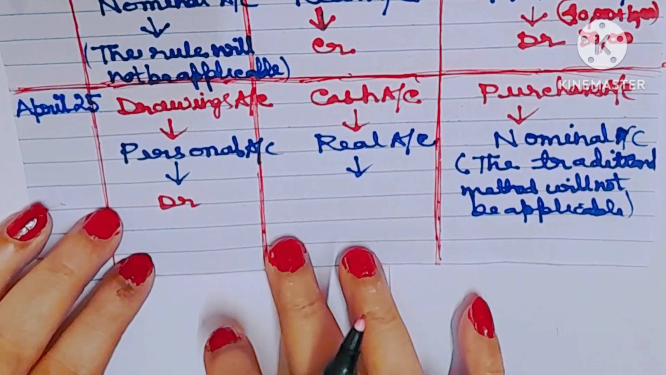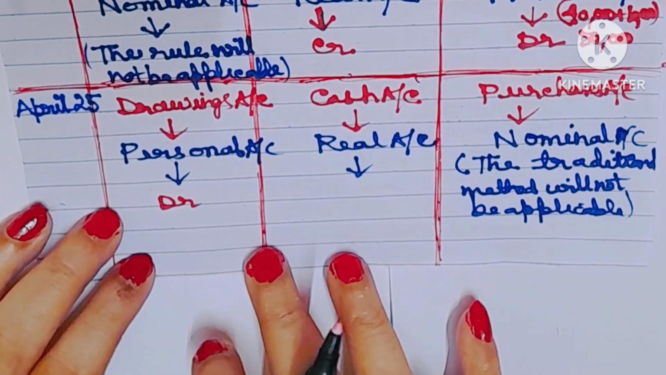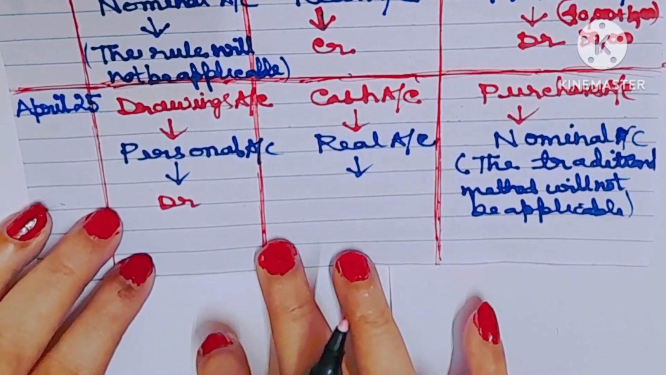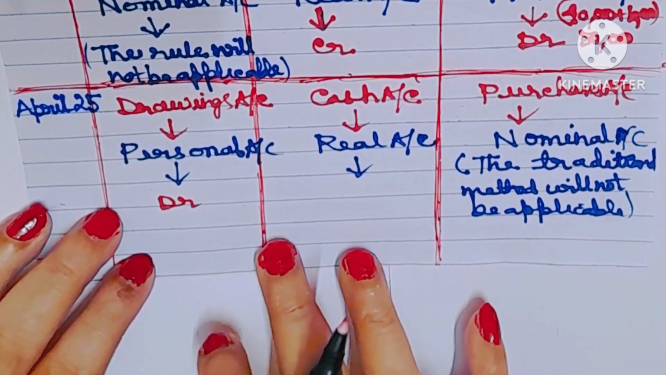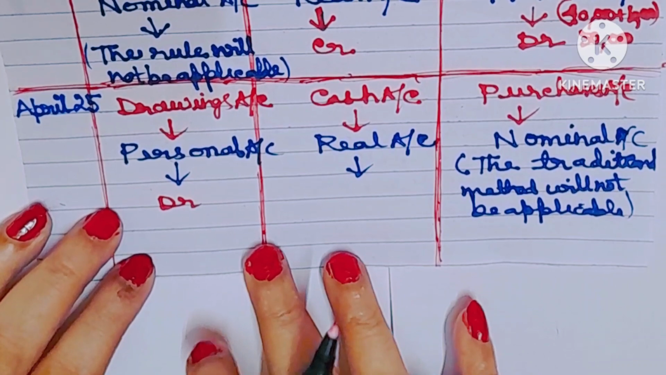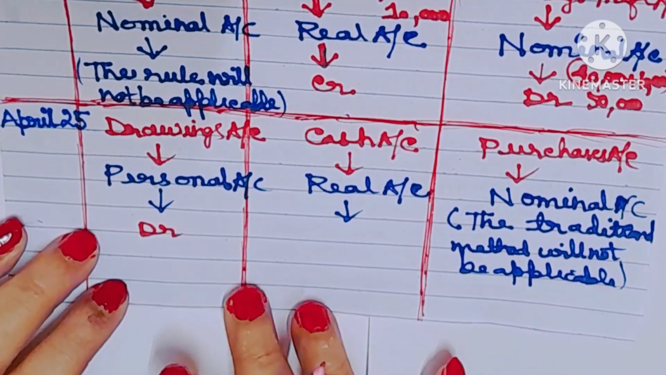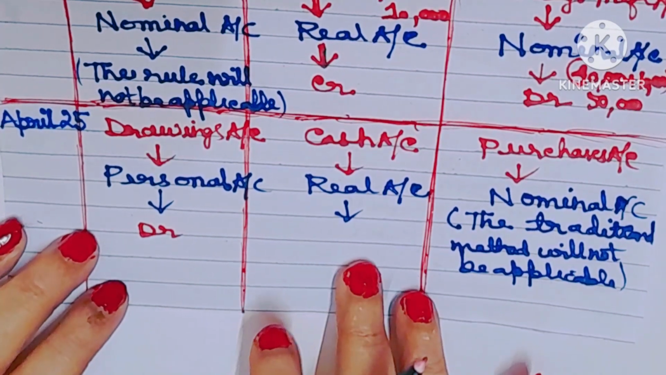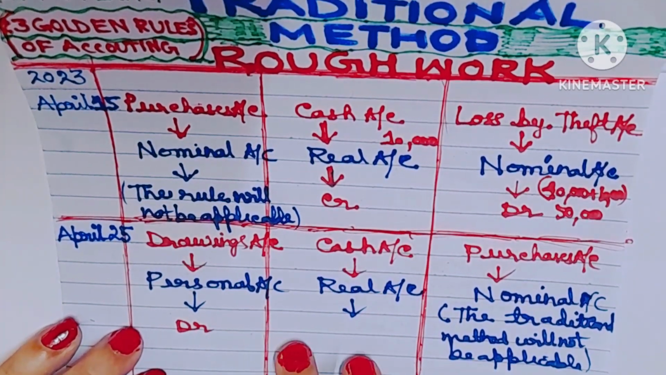Please remember you have to see drawings account from the point of view of the proprietor or the business owner, or in this case Mamuni, because when Mamuni withdrew cash and goods for her personal use, she is the receiver of cash and goods. Understood? And drawings account comes under personal account. So according to the rule of personal account, the receiver of the benefit is debit. And never ever see drawings account from the point of view of the business.